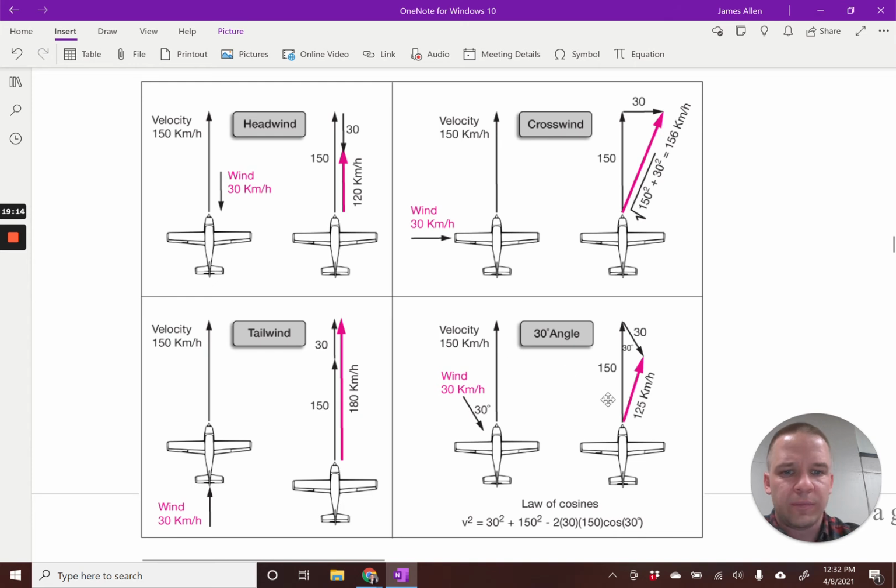Then say you have a 30-degree angle or something like that. We actually use the law of cosines, something that some of you have been exposed to, some of you have not. But again, we take that crosswind, or sort of a crosswind, and we can still use that tip-to-tail method as it comes back, and then we can get our resultant that way. Nice. I like this graphic very much. All righty.